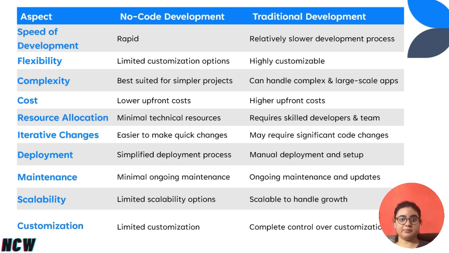When we talk about traditional development, it demands a steep learning curve and proficient coding skills. While it offers extensive customization and handles complex projects as well, development can be relatively slower. The upfront cost is higher. It requires skilled developers and a dedicated team. Manual deployment and ongoing maintenance are part of the process. Scalability options are broad and complete control over customization is possible. Prototyping may take longer and user involvement requires a technical team.